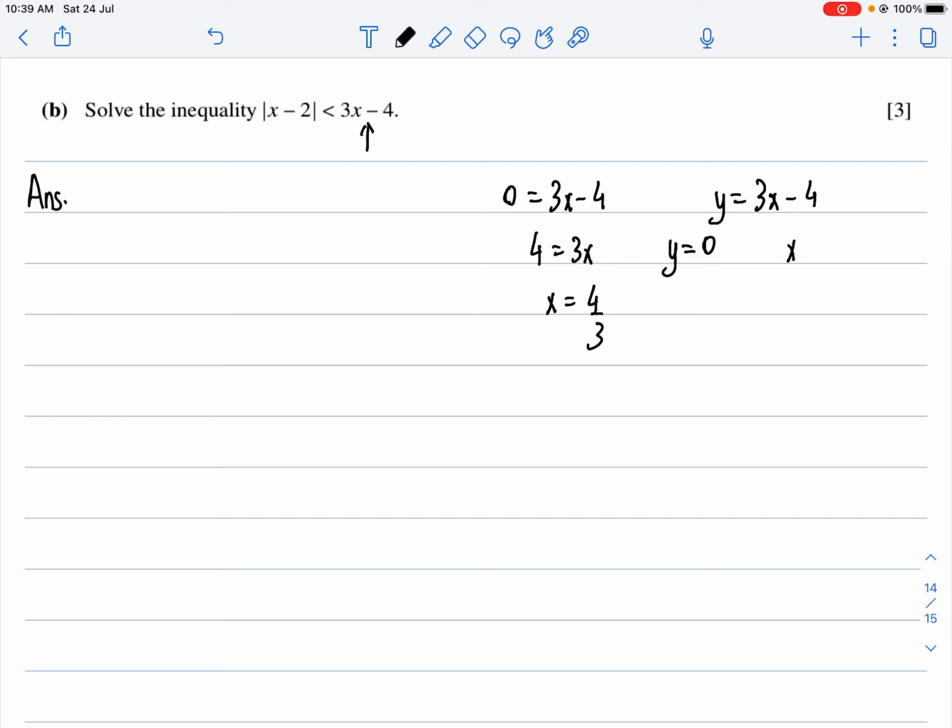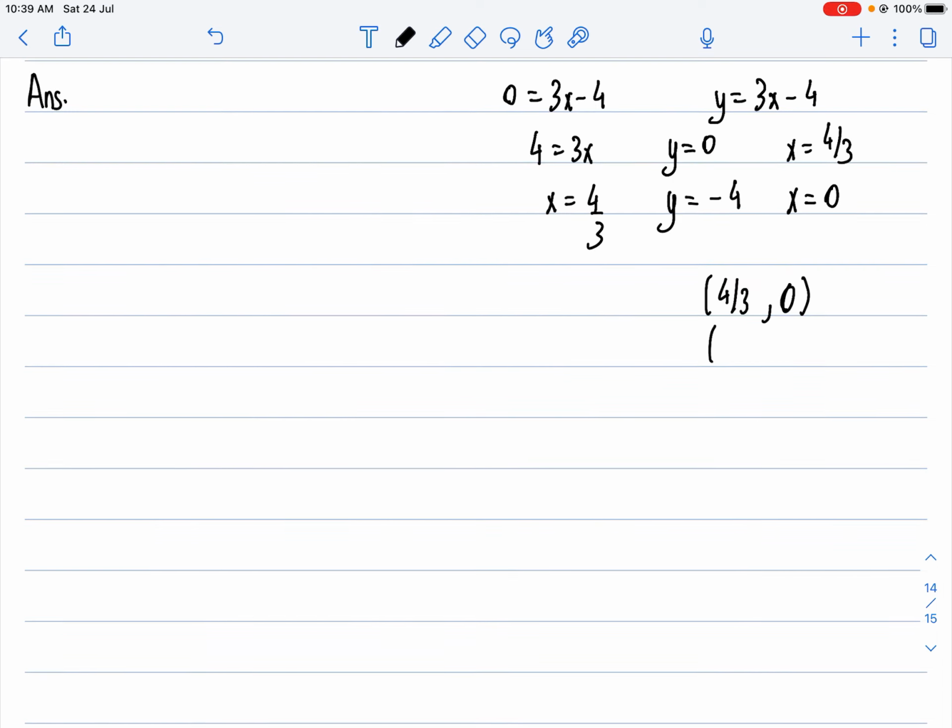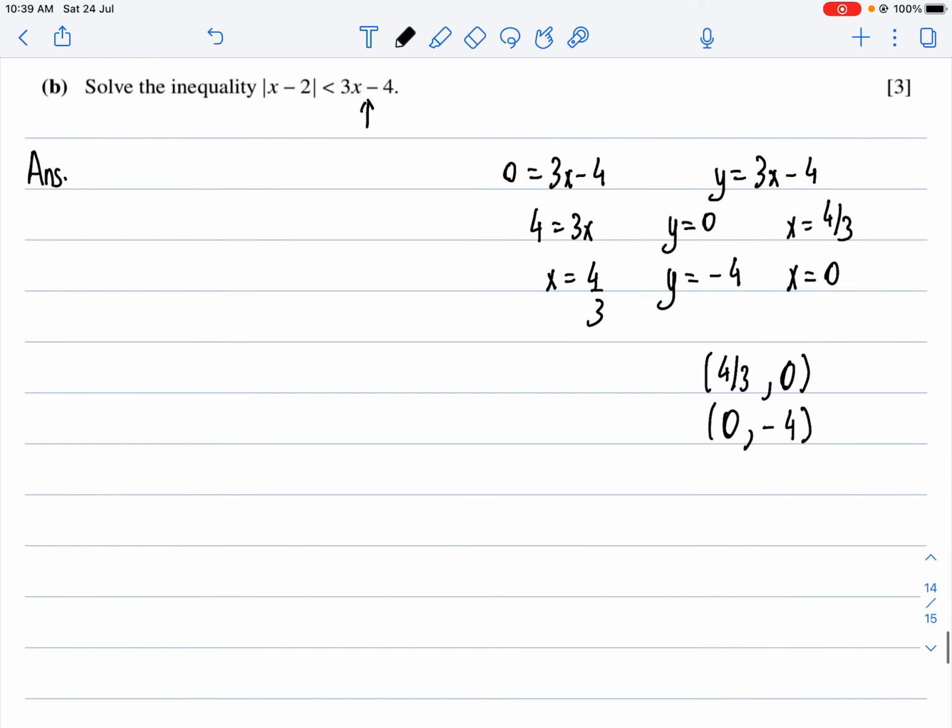Correct? So I get my x here as 4 over 3. Now I take x as 0. When I take x as 0, I get y as minus 4. So I can simply write this as 4 over 3, 0, and 0, minus 4. Correct? These are the coordinates.